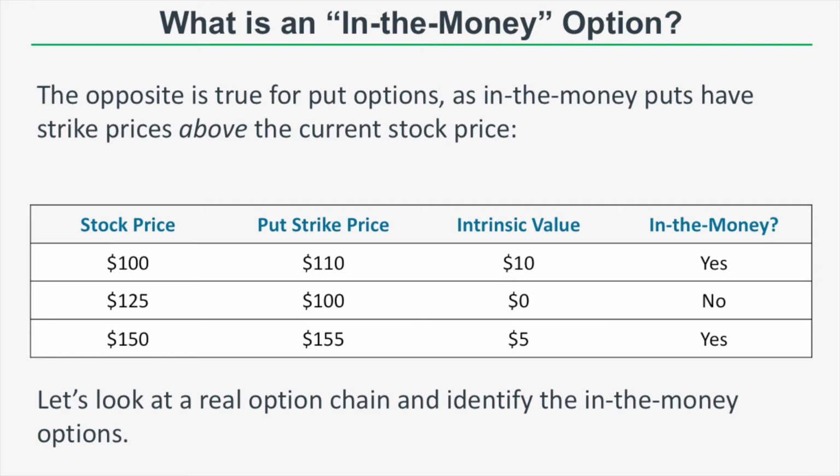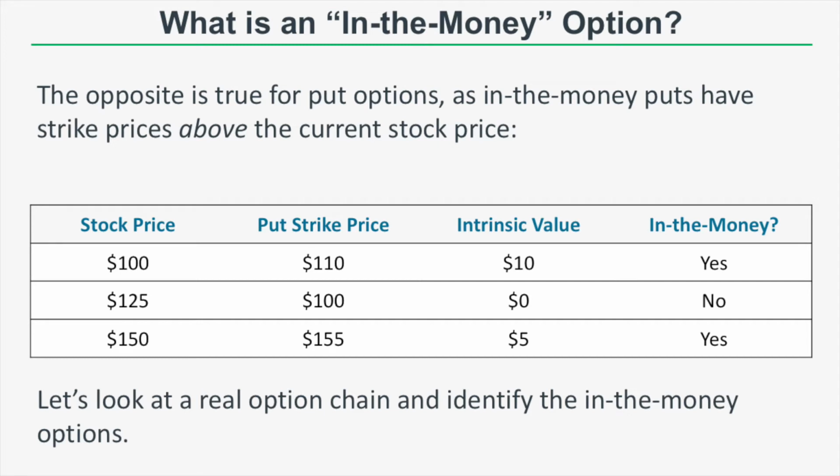If we're looking at a $125 stock and a put option with a strike price of $100, that put option has $0 of intrinsic value because the put strike price is below the current stock price, and therefore that option would not be in the money. And lastly, if we have a $150 stock and a put option with a strike price of $155, the intrinsic value of that put would be $5, and therefore the option would be in the money.